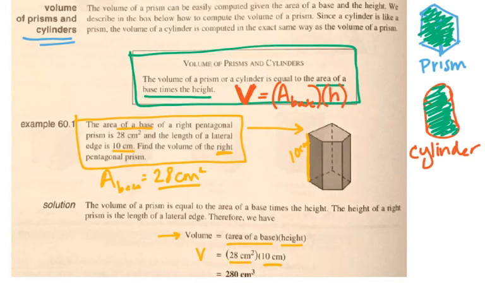So when we multiply 28 times 10, we get 280. And then we also need to make sure to multiply our units. When we multiply centimeters squared with just another centimeter, it becomes centimeters cubed. It's very important anytime you're talking about volume that your units work out to be cubic units, because we're talking about three-dimensional objects here when we're finding volume.